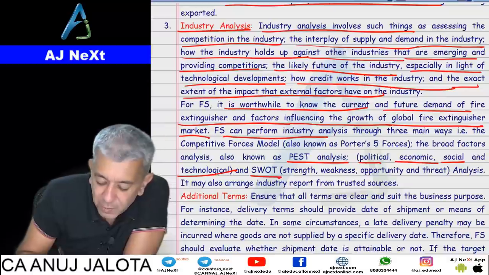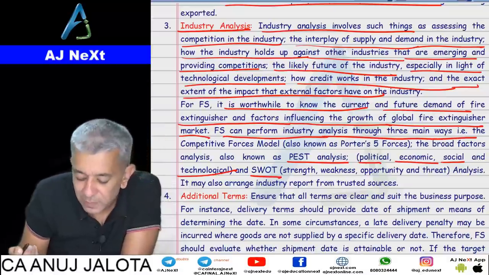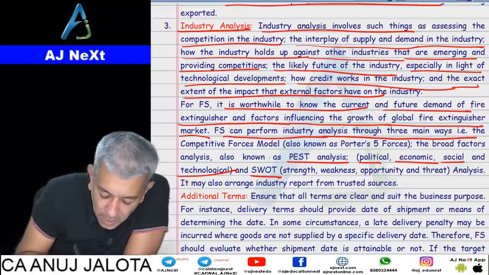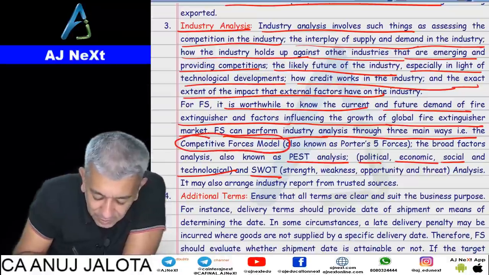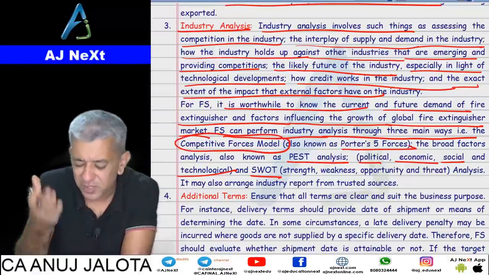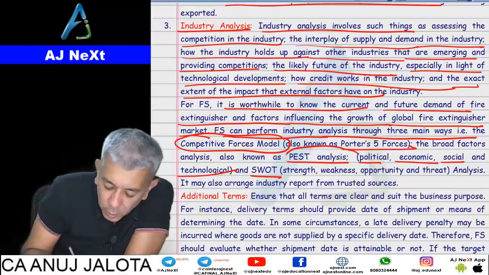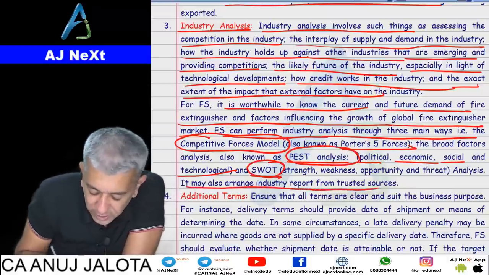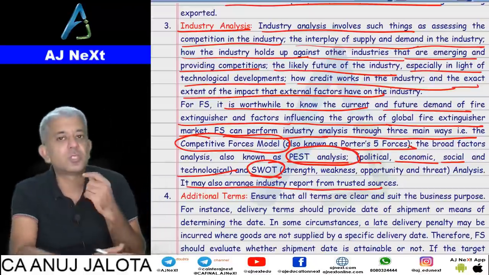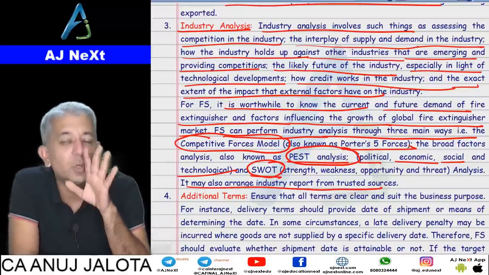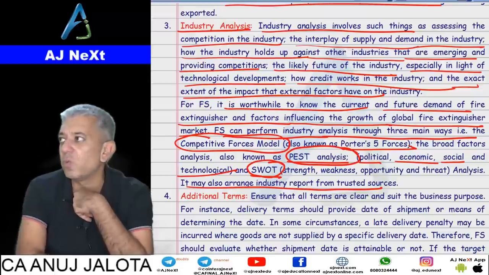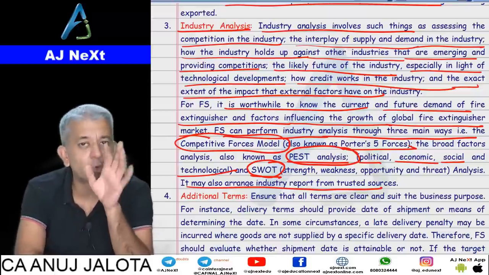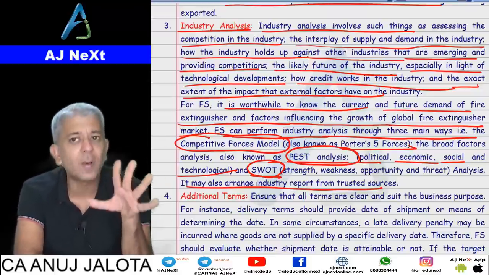FS can perform industry analysis through three main ways. Now, that is Michael Porter's competitive forces model, that is Porter's five forces model. You can try to do PEST analysis, you can try to do SWOT analysis. It might also arrange industry reports from trusted sources. But it is very important to be finding out what is the prospect of this industry in Australia. You will require that particular thing.